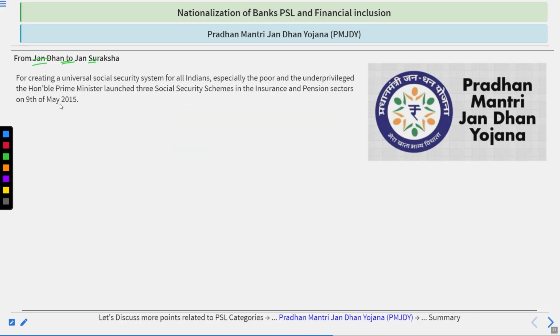From Jan Dhan to Jan Suraksha: for creating a universal social security system for all Indians, especially the poor and the underprivileged, the Honorable Prime Minister launched three social security schemes in the insurance and pension sector on 9th May 2015.